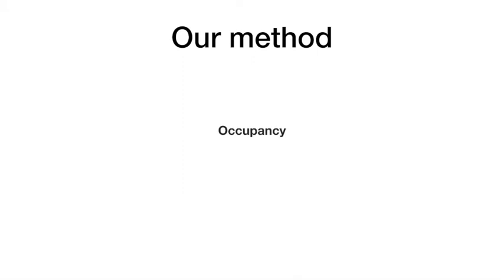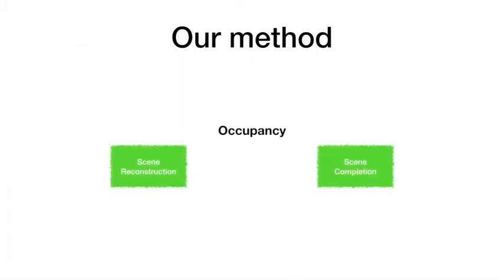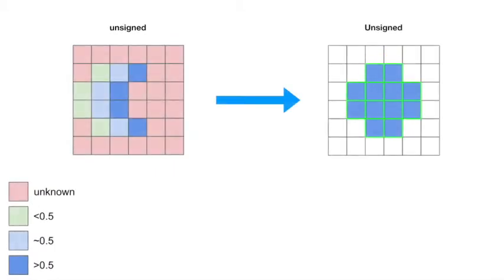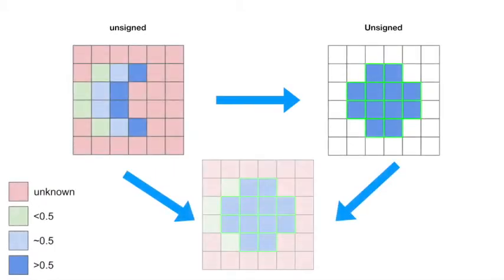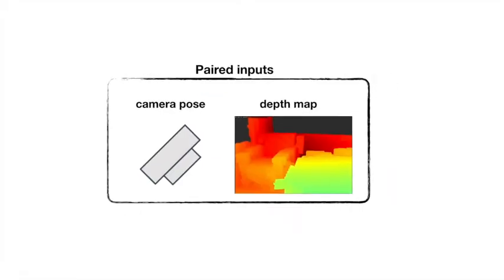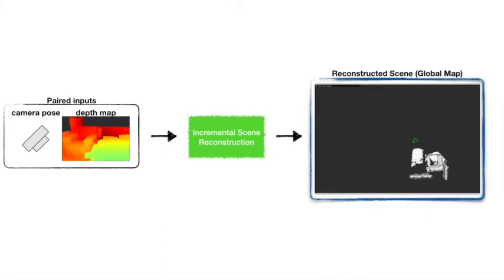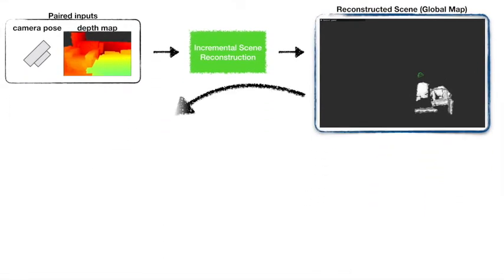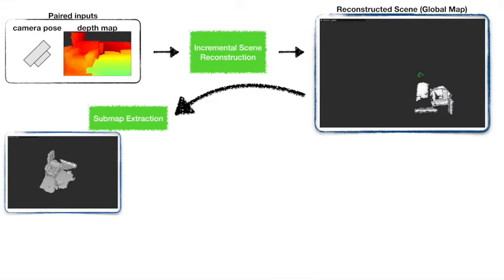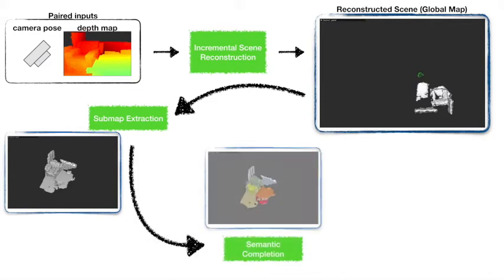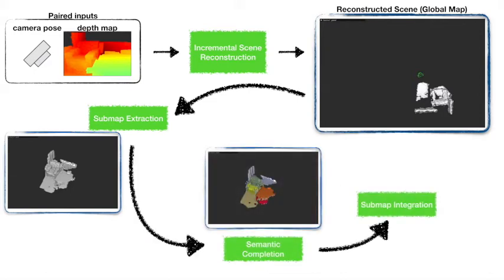We propose a framework that uses occupancy mapping all over the system. The consistent format allows us to integrate the prediction more easily. Our framework consists of two pipelines. Given a pose and its corresponding depth map, the front end reconstructs the scene to a global map. Then, the back end interacts with the global map by extracting submaps, completing the submaps, and fusing them back to the global map.